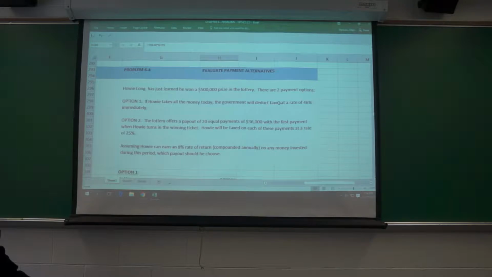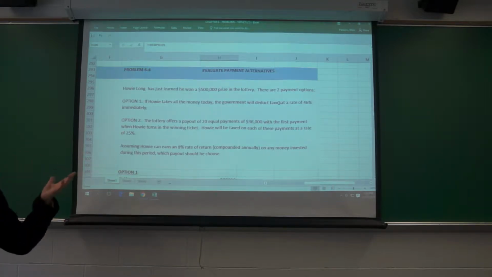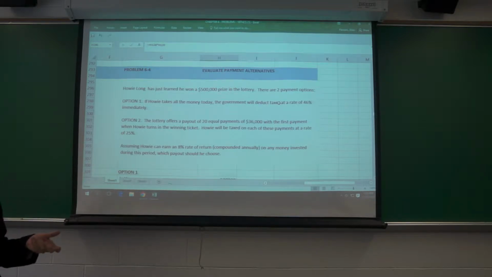2 payment options: he can take all the money today, and the government will deduct taxes of 46%. Or he can take 20 equal payments, an annuity, of $36,000 with the first payment when Howie turns in the winning ticket. Okay, so right there, that tells you that's kind of a now thing, so this would be an annuity due, because the first payment starts right away. So assuming you can earn 8%, compounded annually, which payout should he choose?